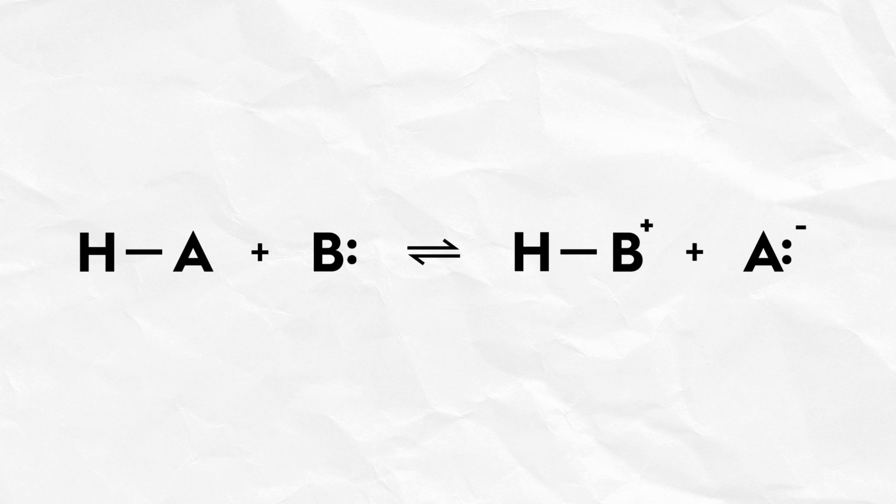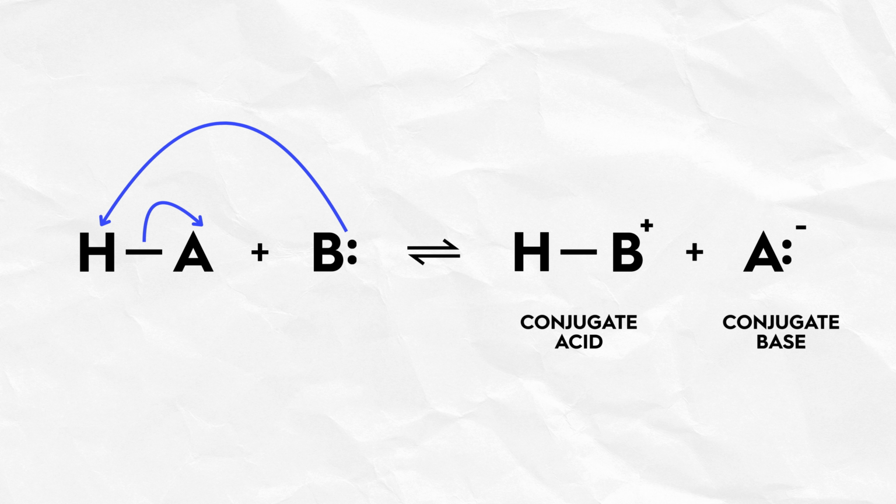Now, let's walk through the steps together. Step 1. Identify the most acidic proton. Step 2. Find the available lone pair or basic site. Step 3. Draw the arrows, one from the base to the proton, and another from the breaking bond back to the atom. And step 4. Label the conjugate acid and conjugate base. Then double-check the charges to make sure everything adds up.